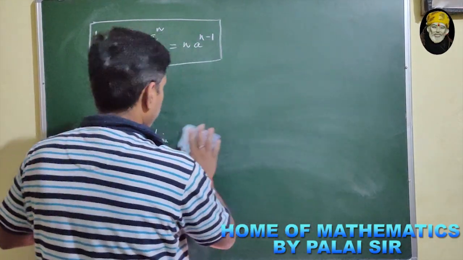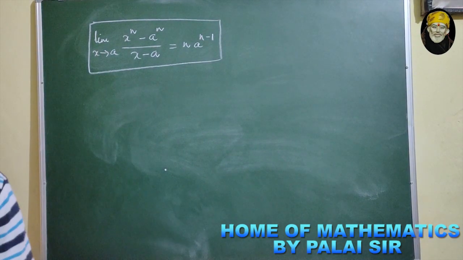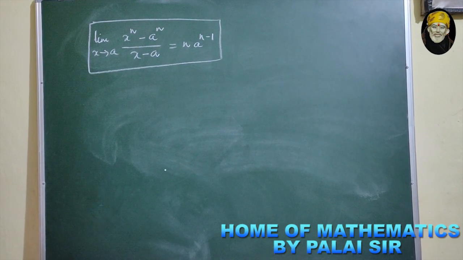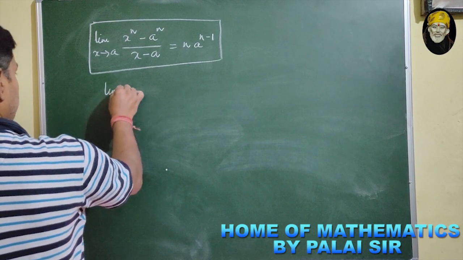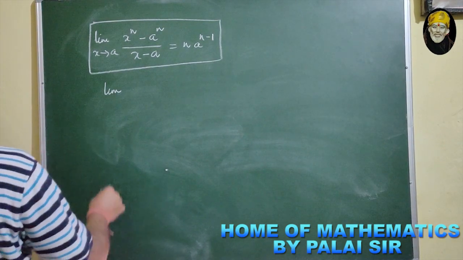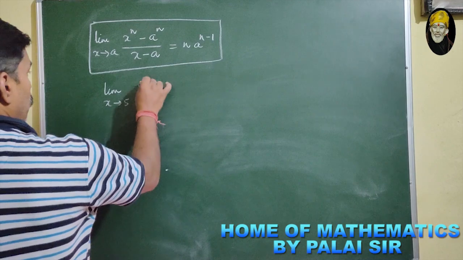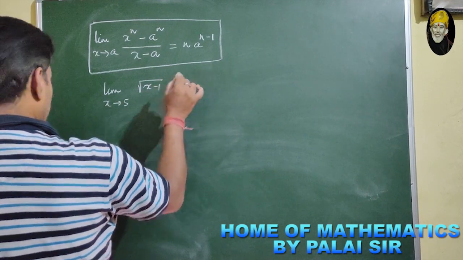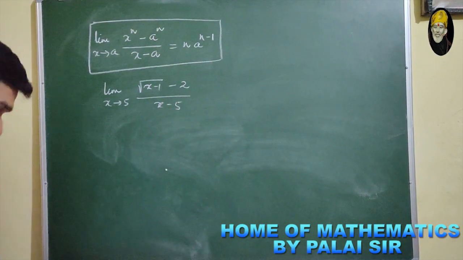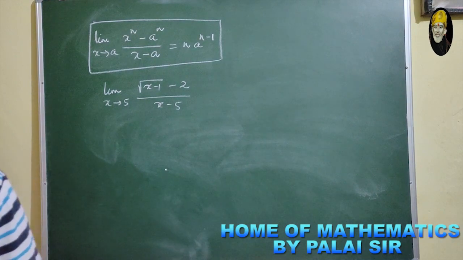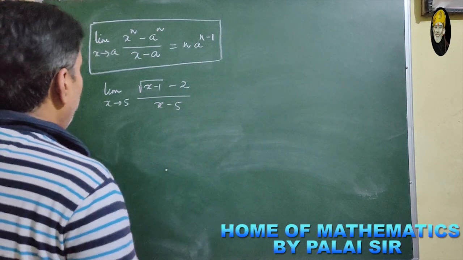So here, suppose another problem you are taking: limit x tends to 5, square root of x minus 1 minus 2 divided by x minus 5. This is given. So you can solve this problem by using this same formula. So what you have to do? Limit x tends to 5.